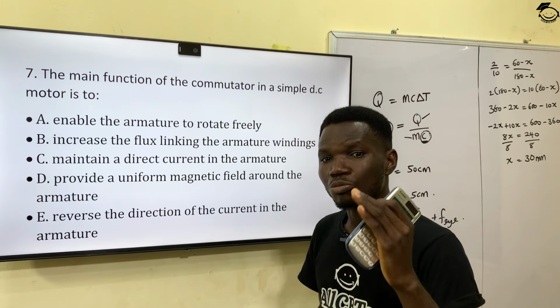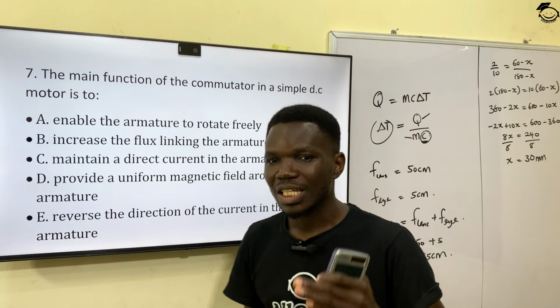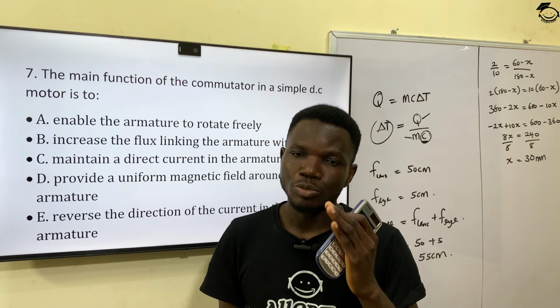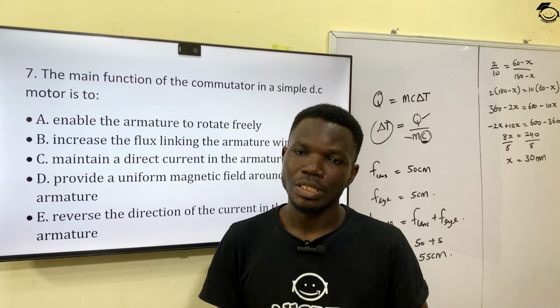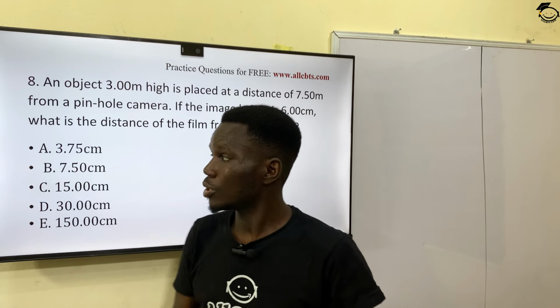So your commutator in a DC motor reverses the direction of the current in the armature. So the commutator is just to reverse the direction of current. So the correct answer is option E. So that takes us to the next question, which is question number 8.